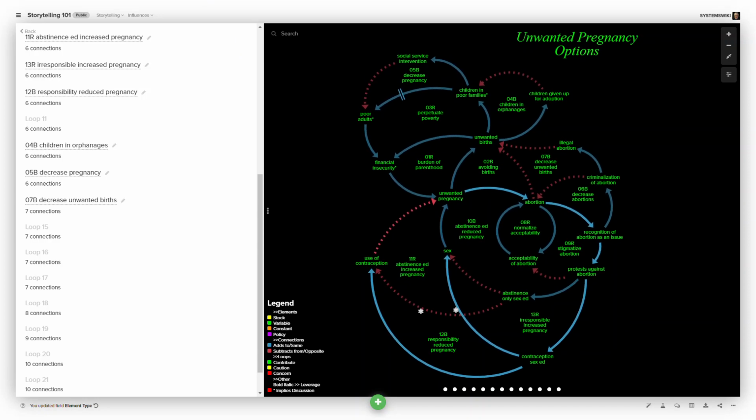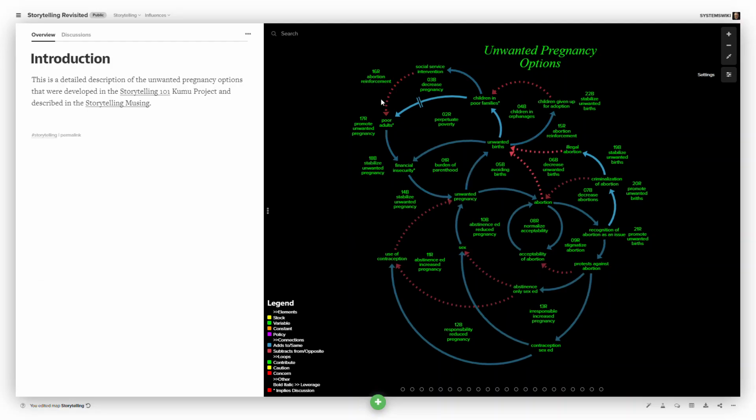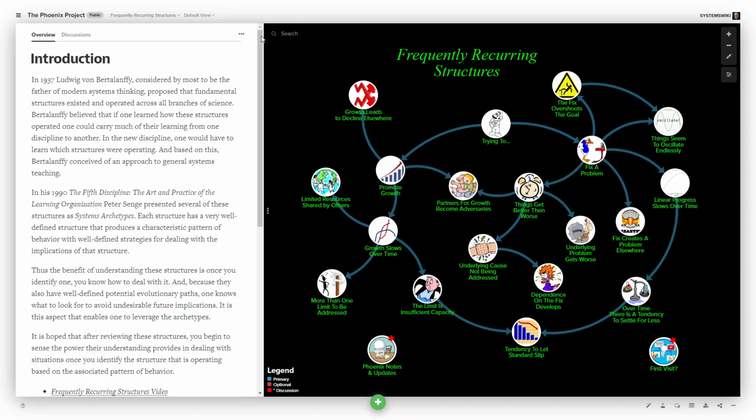Once I added the other loops into the model, it got even worse, because now there's 22 of them, and by the time you walk through the sequence, I can't imagine anybody that wouldn't be confused. I've always been a great fan of frequently recurring structures, which some people call archetypes, because when you identify one, you don't want to have it, because they're all negative.